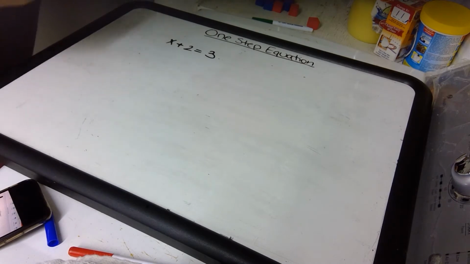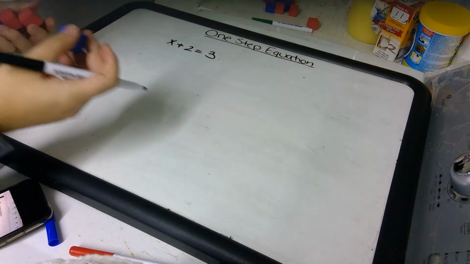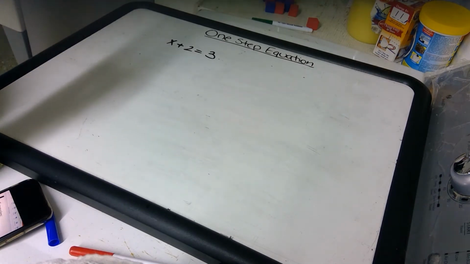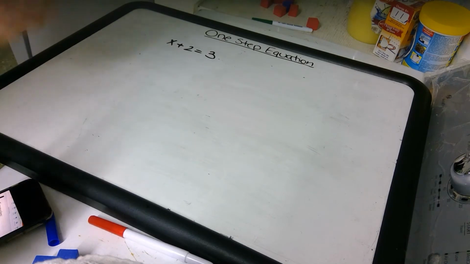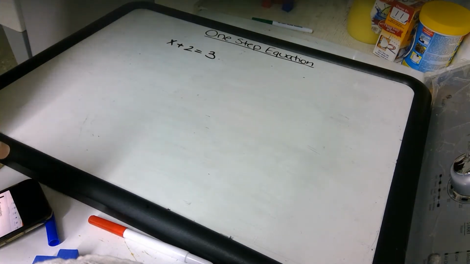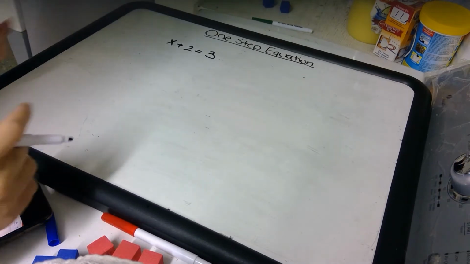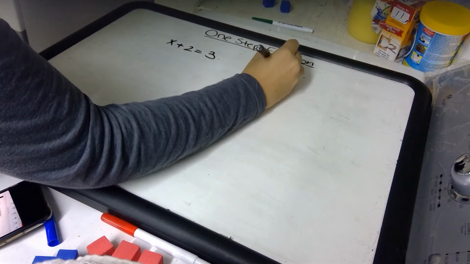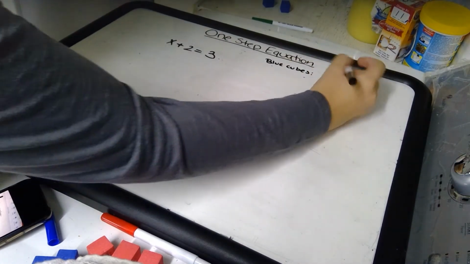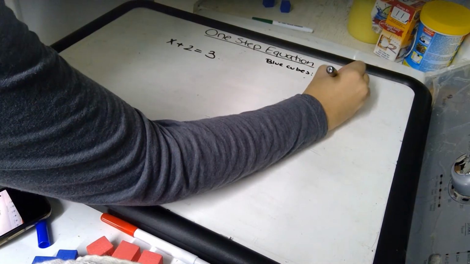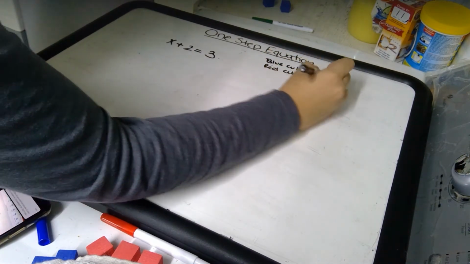Now I want you guys to use the blocks that I brought you. I'm going to show an example first, and then I want you guys to use it in your group work. So remember, blue cubes mean addition, and red cubes mean subtraction.